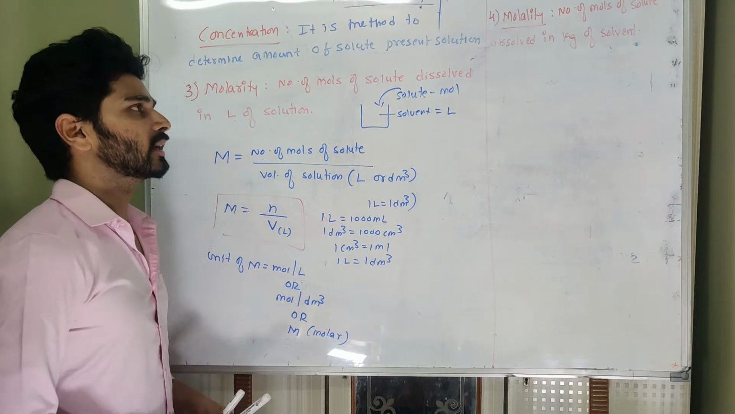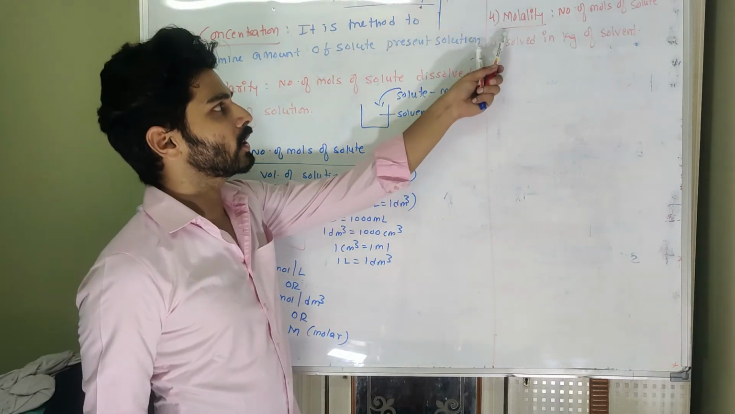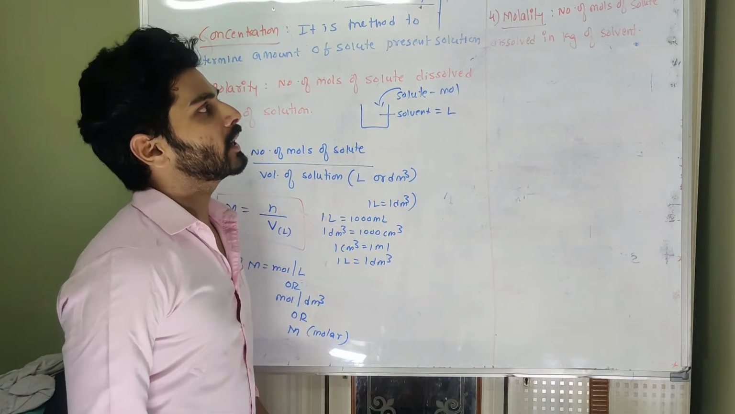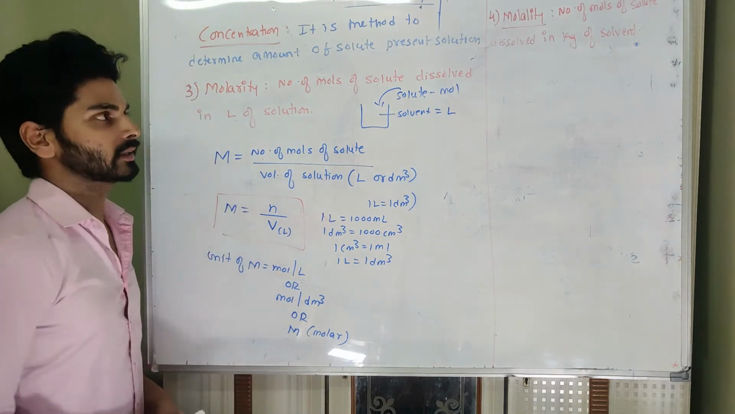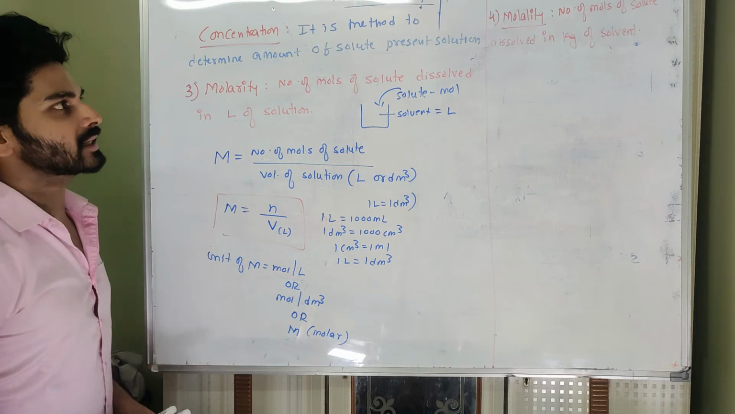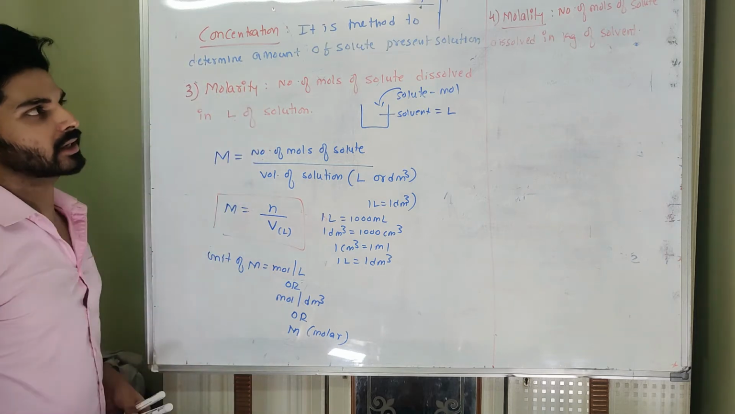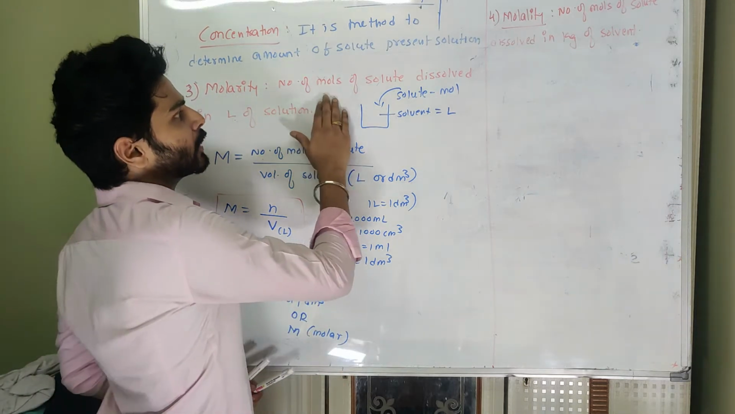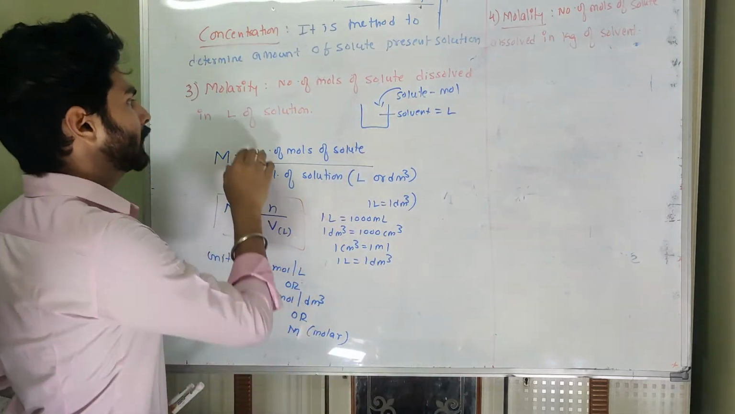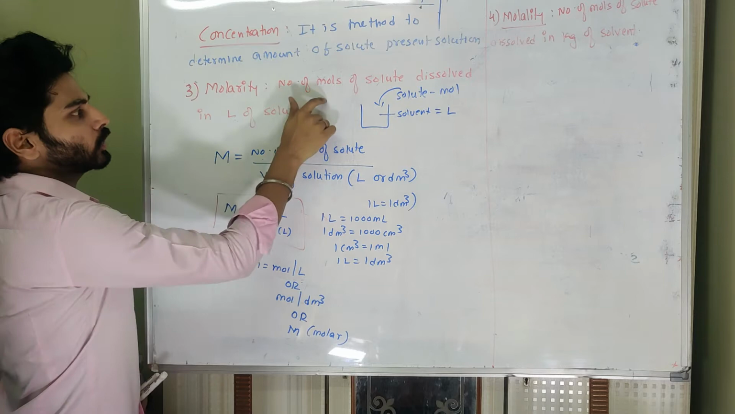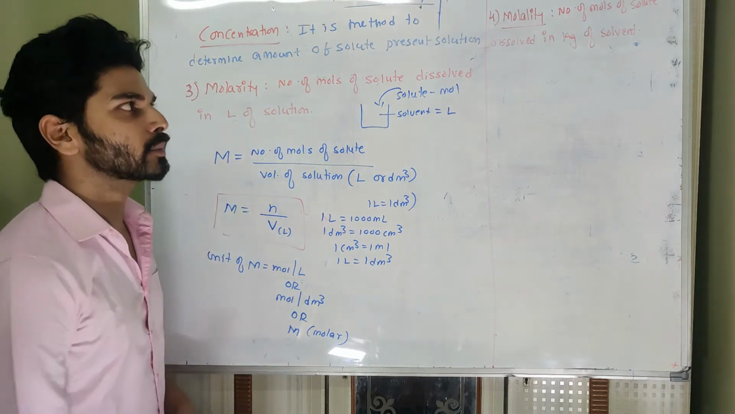Similar to molarity, there is one more concentration method called molality. Molality is nothing but the number of moles of solute dissolved in kg of solvent. The difference you can understand by spelling: this is RITY, that is LITY. Again, the number of moles of solute is taken here, and here also the number of moles of solute is taken, but in this case we are dissolving in solution, whose volume has to be written in terms of liter.